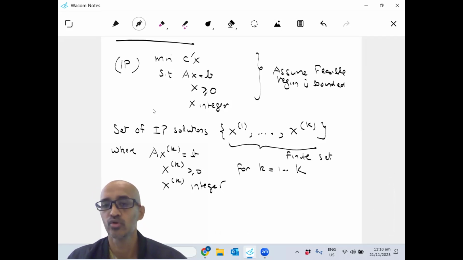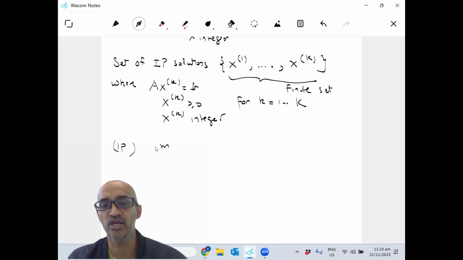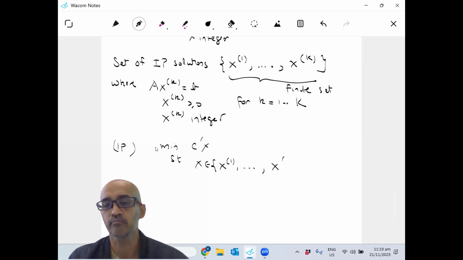Okay. So if I want to solve the IP, I could have actually solved the IP in a different way. If I know all these points, all I would have done is basically minimize C transpose X subject to X in the set X1 up to XK.